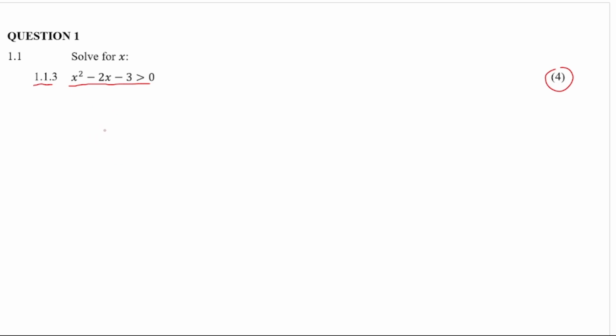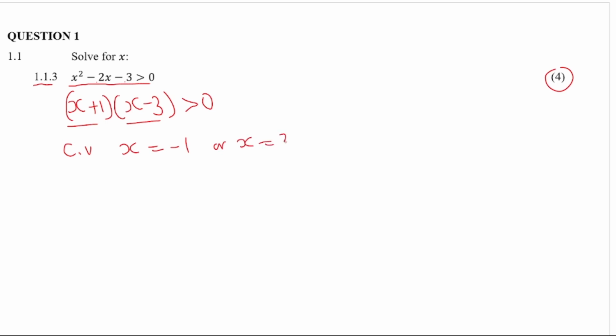I will use factorization here. The factors that I have are positive 1 and negative 3. If I say positive 1 times negative 3, I get negative 3. If I say positive 1 plus negative 3, I get negative 2. So these are the factors I'm going to use here. It will be x plus 1 and then x minus 3 and then greater than 0. And then what we get from these factors here is not the solution. We're getting the critical values. So I'll write CV here for critical values. We have x is equal to negative 1 or x is equal to 3.